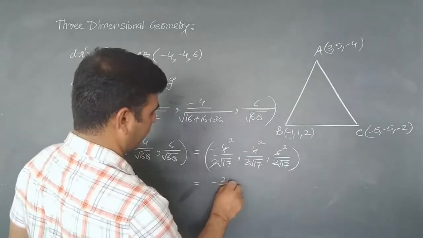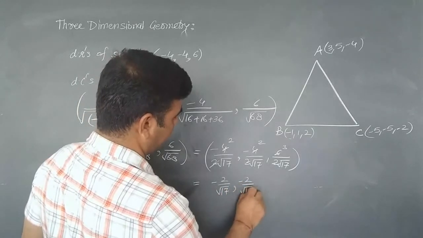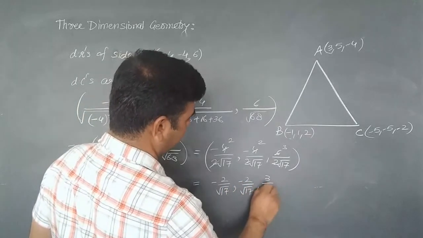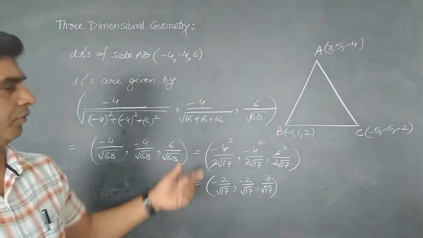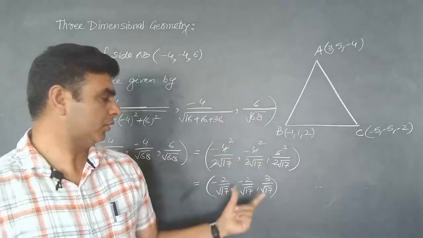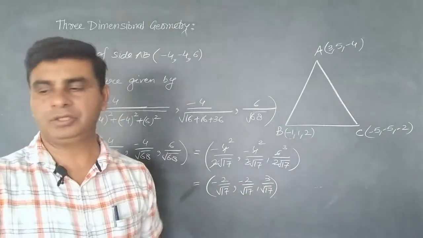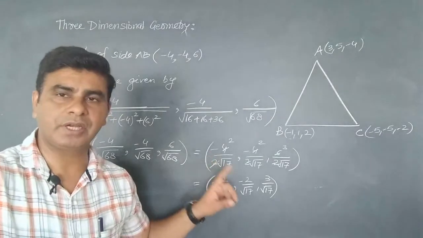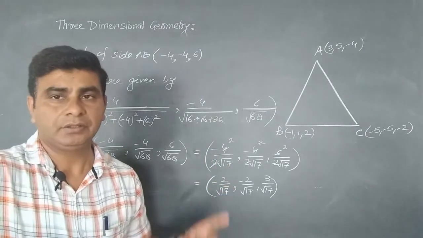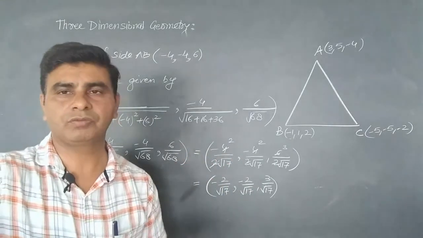So -2 upon root 17, this is -2 upon root 17, -3 upon root 17. So dear students, the direction cosines of the line AB are -2 upon root 17, -2 upon root 17 and 3 upon root 17. These are the direction cosines of the side AB only, and the direction cosines of BC and AC are totally homework for all of you.